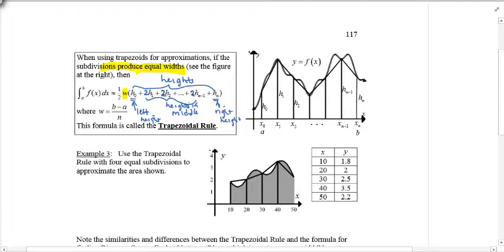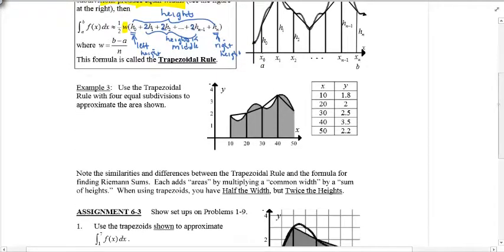So if you want to memorize this formula, you can. If you just understand the concept, that's even better. And now let's just do example number 3, and then we'll be done. So use this trapezoidal rule, okay, with 4 equal subdivisions to approximate the area shown. Notice in this case I gave you a table of values for the y values, so just look there for those values. The width is still going to be 50 minus 10 divided by 4, so that's 40 over 4. Each width is equal to 10 units, which totally makes sense.